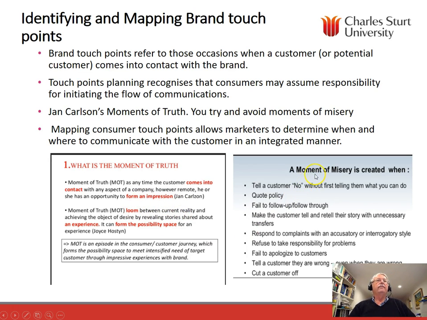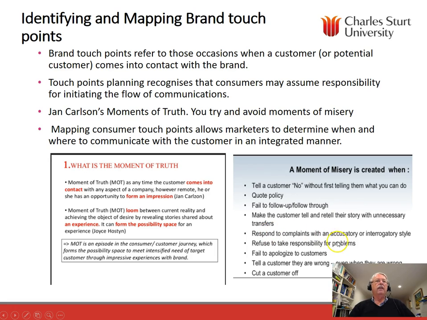So if we have a look at a moment of truth, a moment of misery, which is moments of truth which can actually turn out to be very bad for a company. We see tell a customer no without first telling them what you can do, quote the policy, fail to follow up or follow through, make the customer tell and retell their story with unnecessary transfers. And you'll notice that if you ever deal with a major telecommunications company, a major insurance company, a major utility company, with these big bureaucracies, you're likely to get shunted off into a whole bunch of people before you get your questions answered.